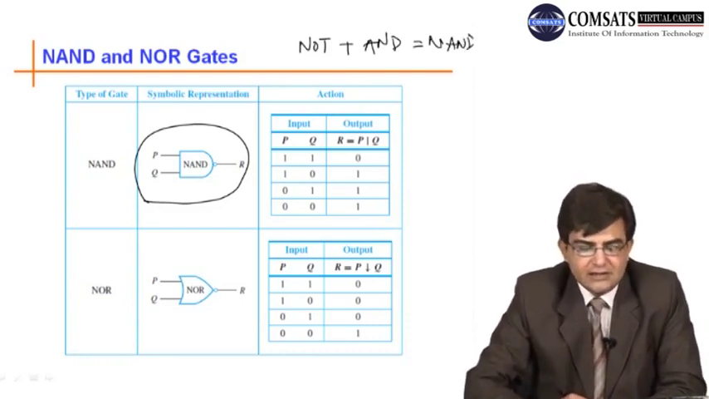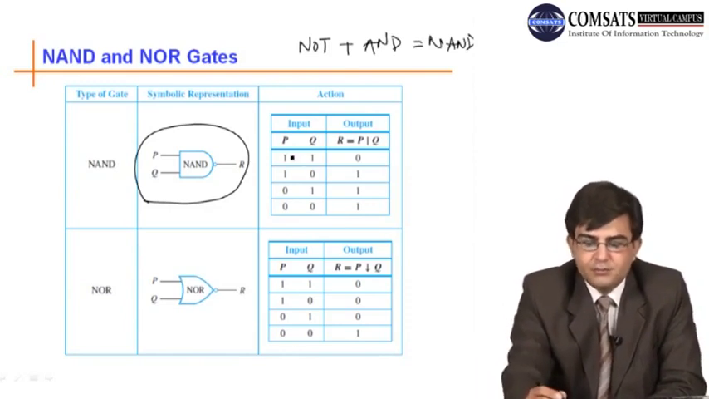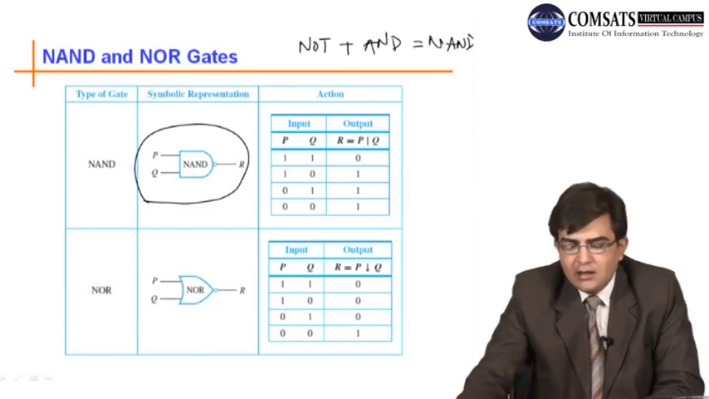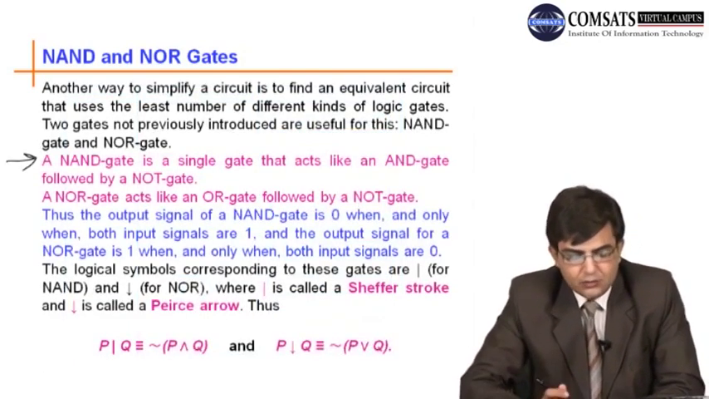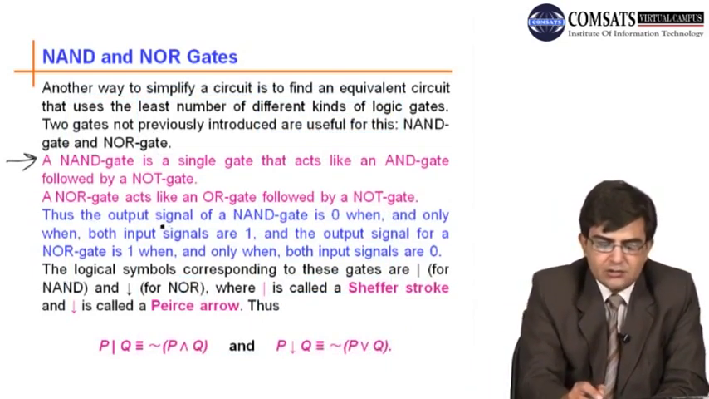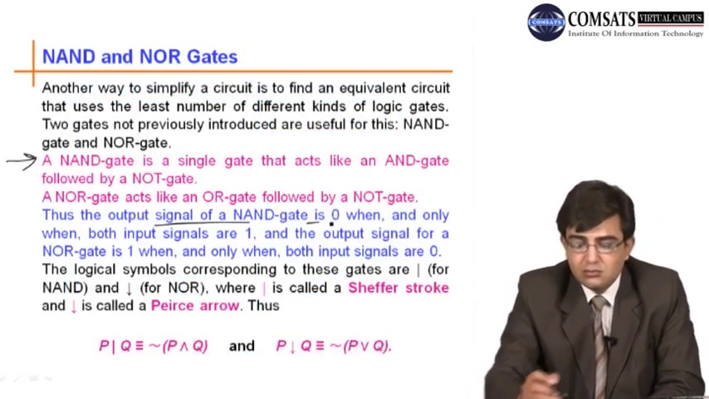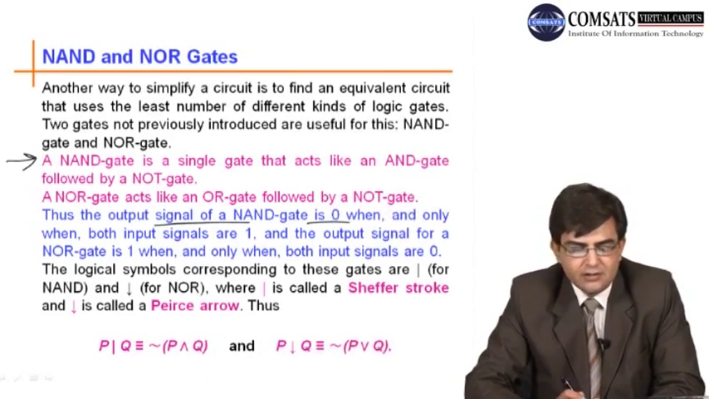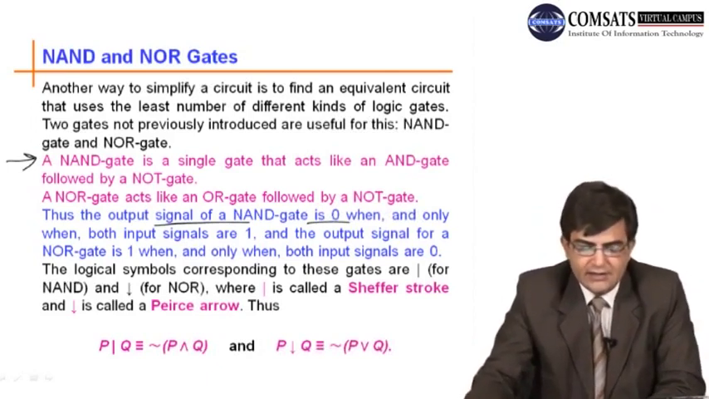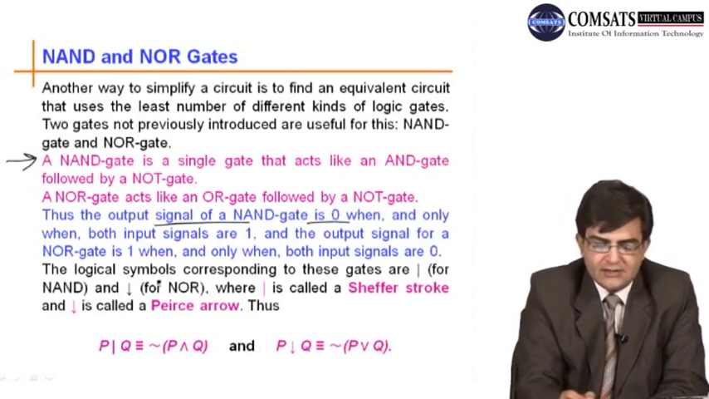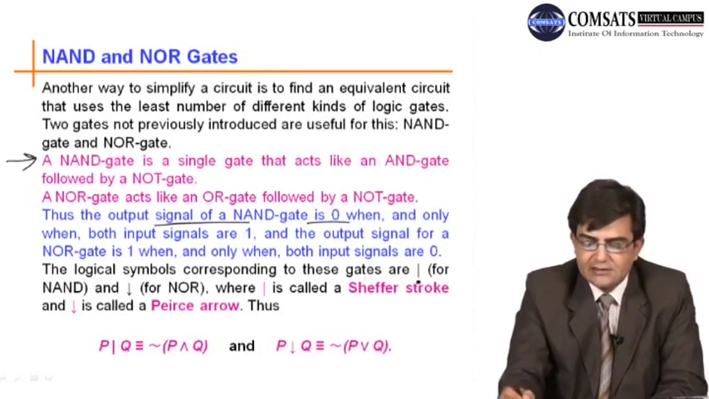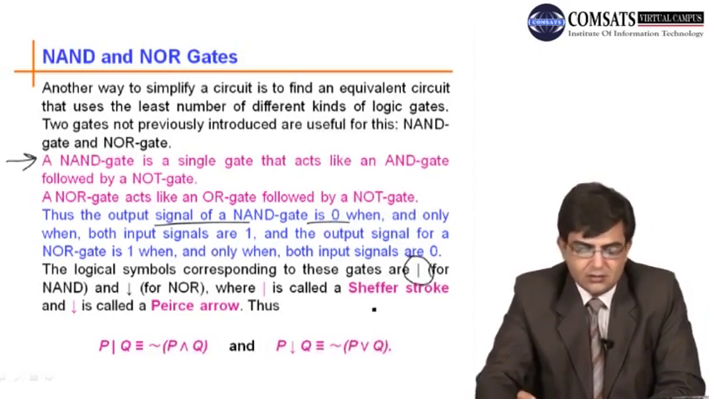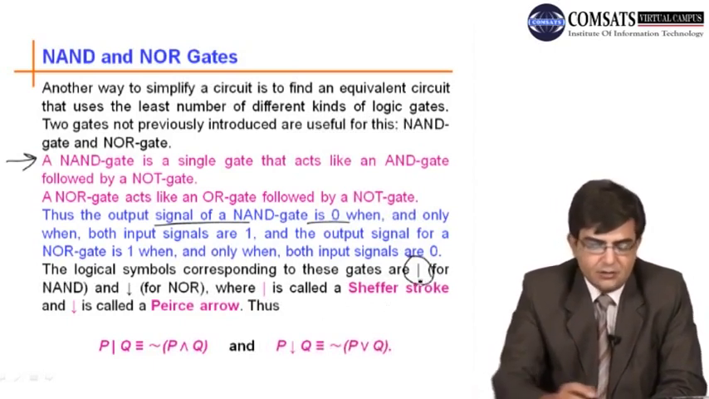The inputs of this gate are P and Q: 1 1, 1 0, 0 1 and 0 0. And the outputs? The output signal of a NAND gate is 0 when and only when both input signals are 1. This is the logical or symbolic representation of the NAND gate.